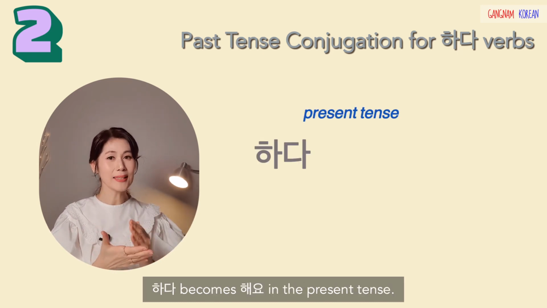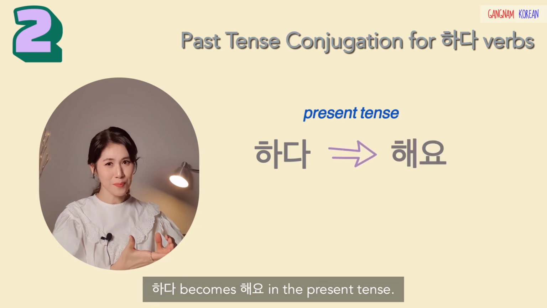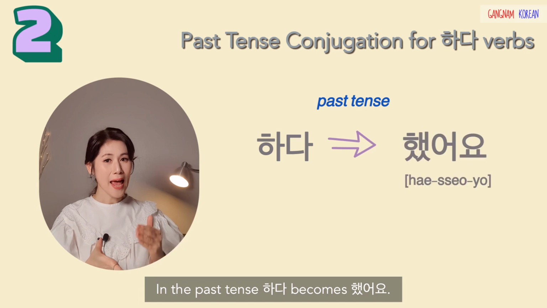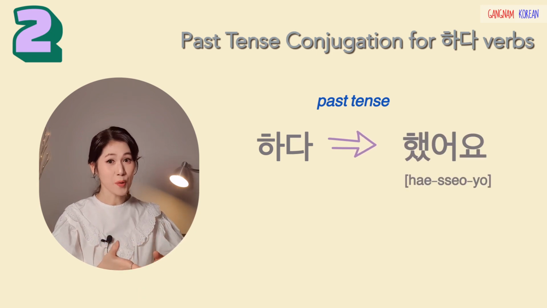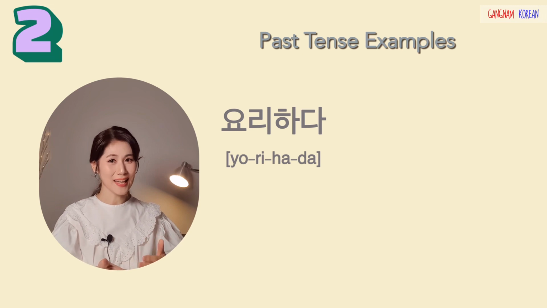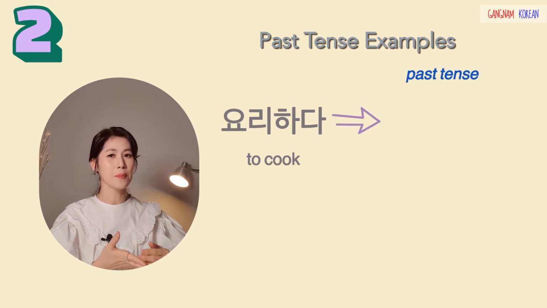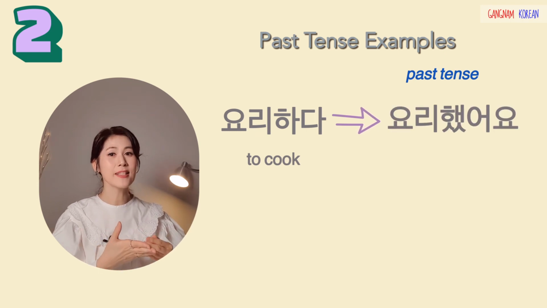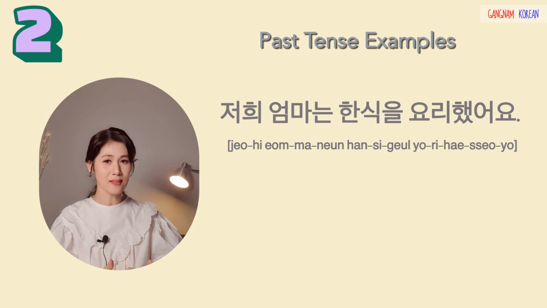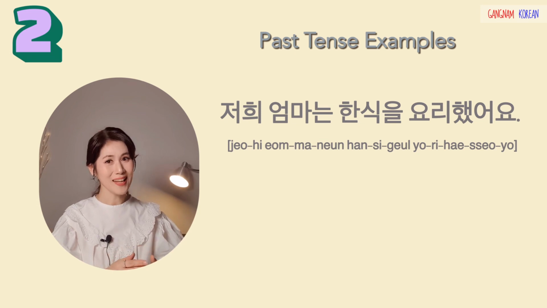In the past tense, just like in the present tense, we need to deal with the 하다 verbs, right? So 하다 becomes 해요 in the present tense, but in the past tense, 하다 becomes 했어요, not 해어요, okay? For example, 요리하다, to cook. In the past tense, it becomes 요리했어요.